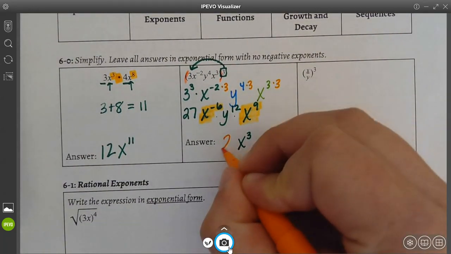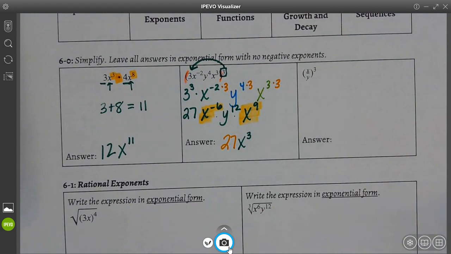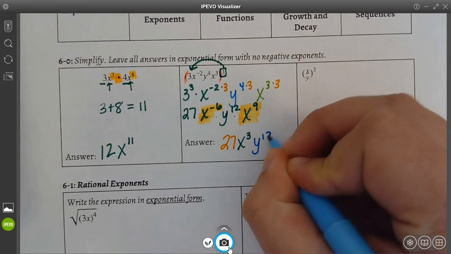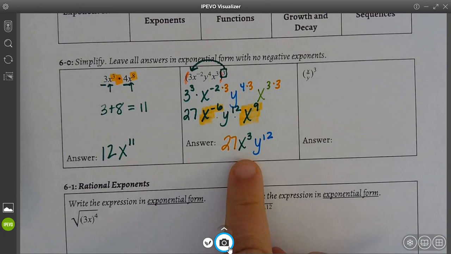Nothing's going to change about my 27, so I just get to bring it down. And then nothing's going to change about y to the 12th. So my final answer is this guy right here.